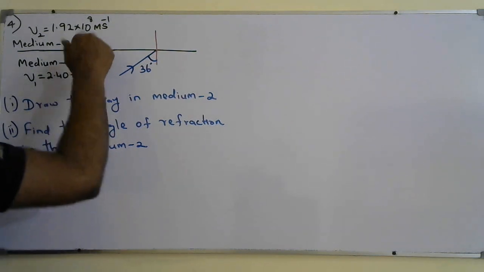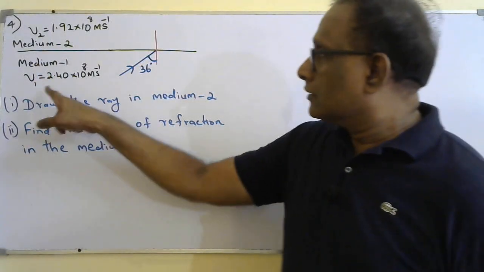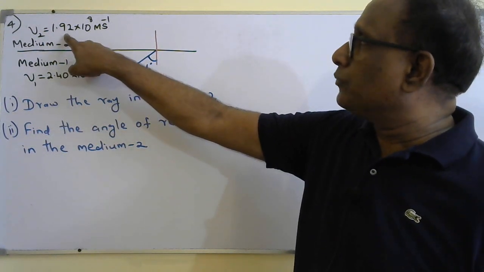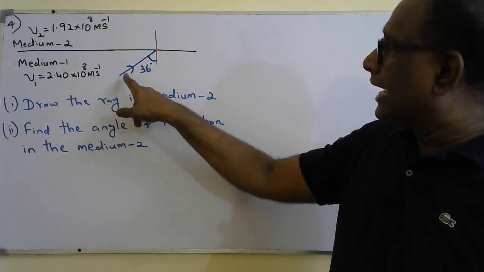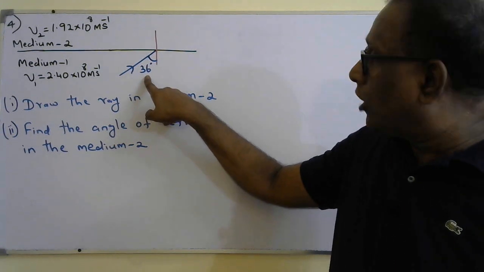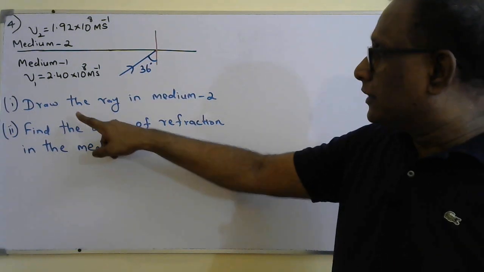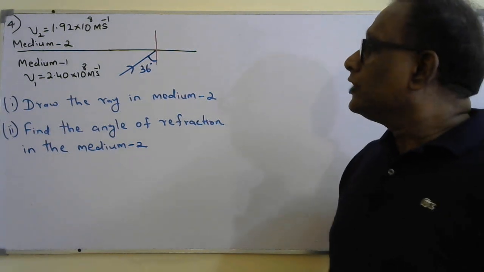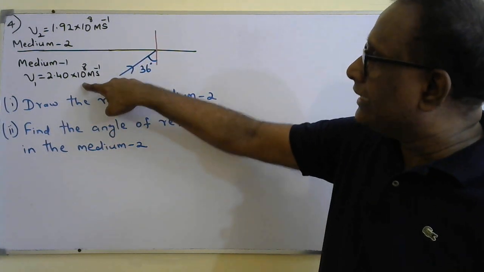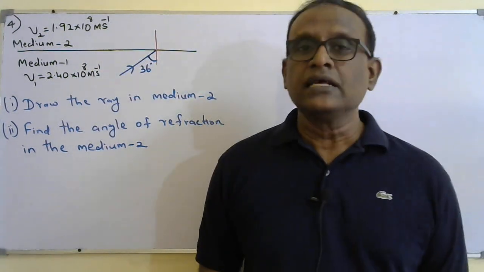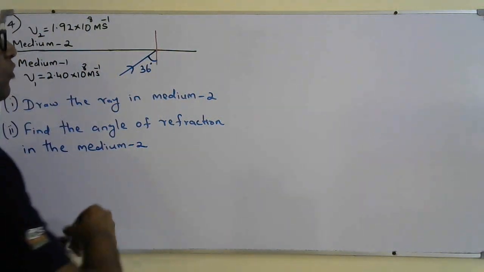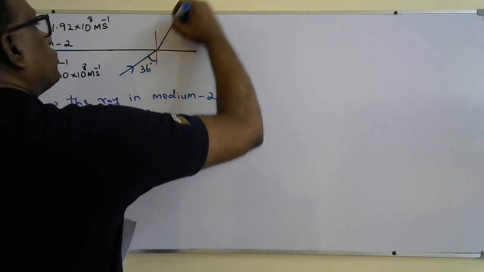Okay, fourth question. There are two different media. In medium 1, the speed of light is 2.40 times 10 to the power 8. In medium 2, the speed of light is 1.92 times 10 to the power 8 meters per second. The light ray is reaching the boundary at a 36 degree angle of incidence with the normal. The first part: draw the ray in medium 2. The light is traveling from higher speed to lower speed, from an optically less dense medium to an optically more dense medium. When light travels from an optically less dense medium to an optically more dense medium, it will move towards the normal. We should draw it moving towards the normal.